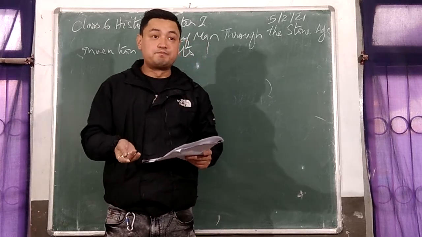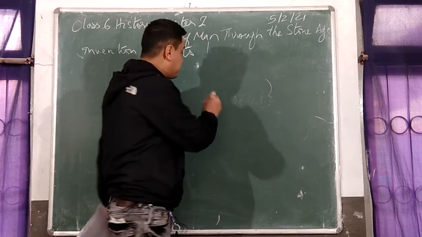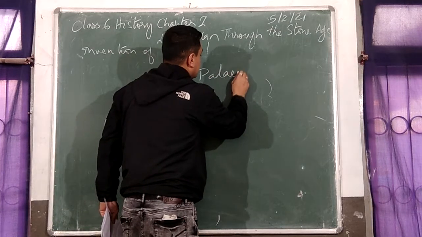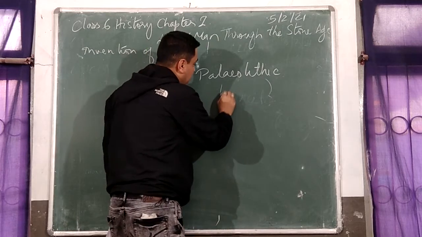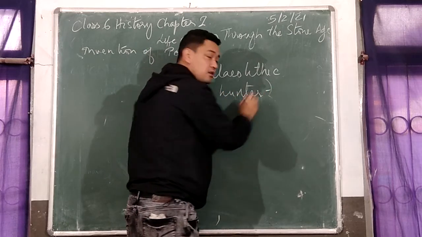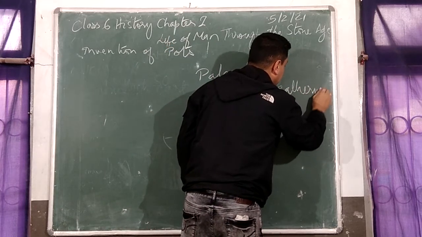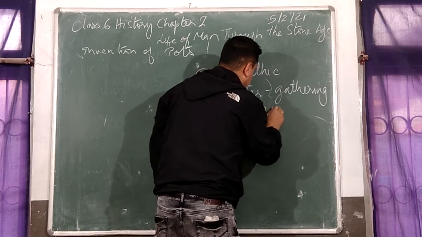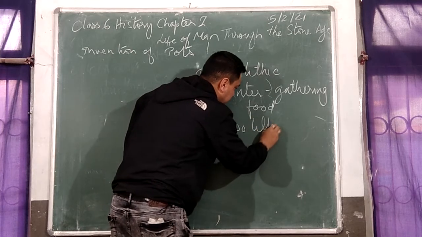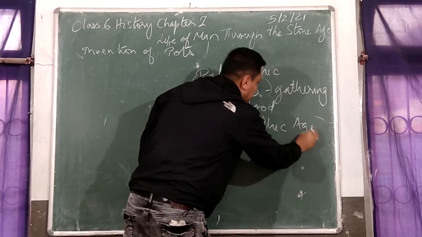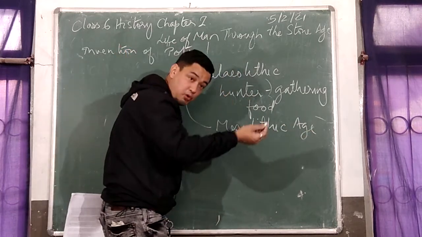When man became a food producer. At first we learned that in the Paleolithic age, man was a hunter and gatherer. When we started this chapter, we learned that in the Paleolithic age, the occupation was hunting and gathering food. But when they came from the Paleolithic age to the Mesolithic age, they discovered agriculture, growing of crops. Isn't that so? So they learned how to grow crops.